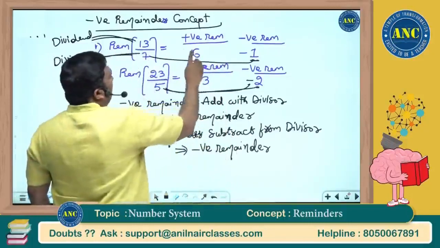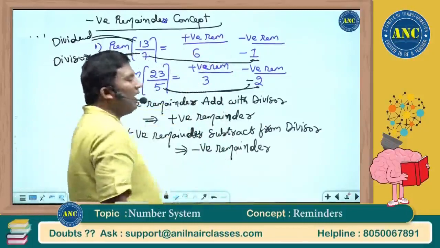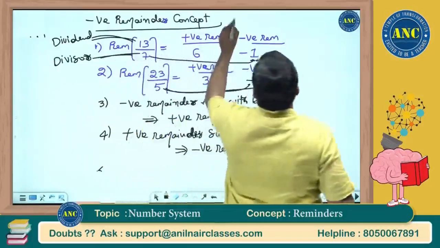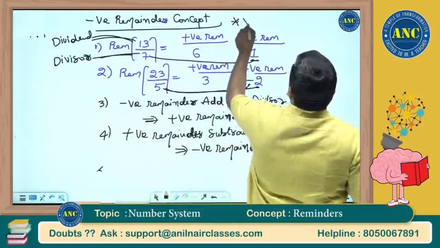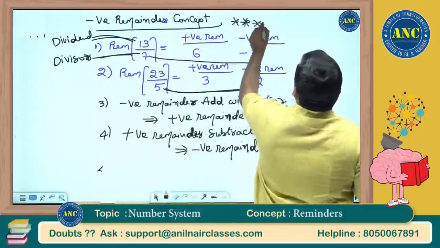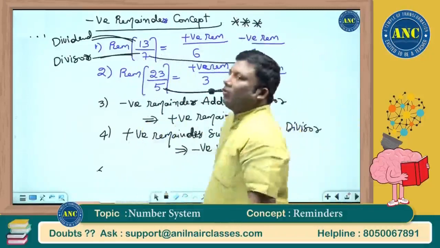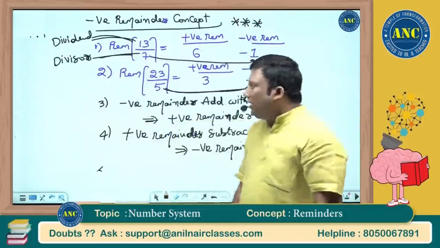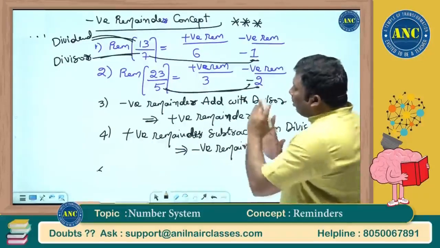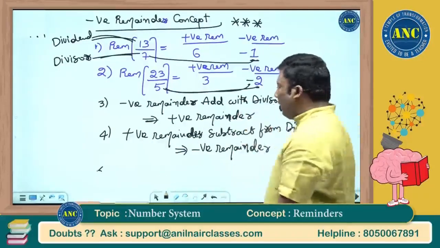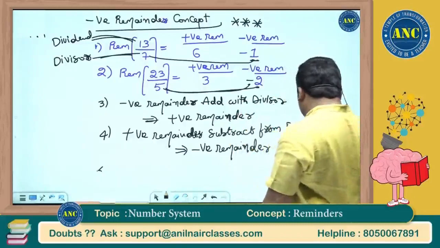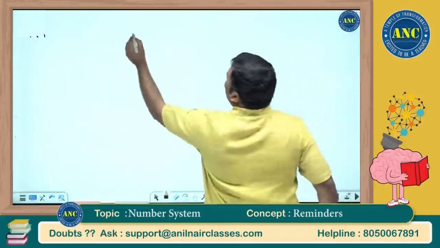Negative remainder to positive remainder, add with the denominator. This is extremely important concept. How to do negative remainder? What is a negative remainder? What is a positive remainder? How to convert negative remainder to positive remainder interchangeably? One more example.